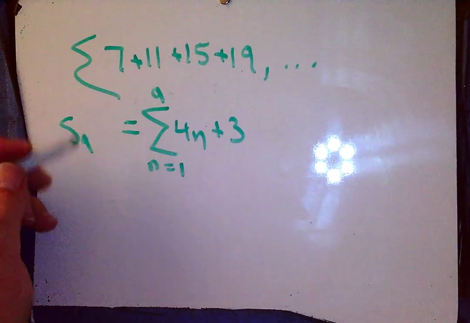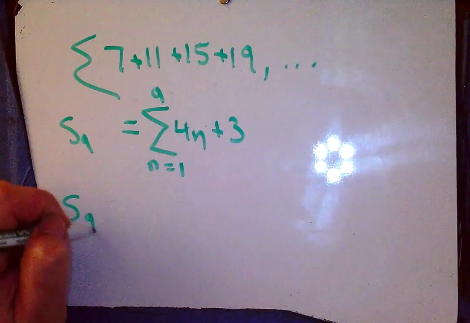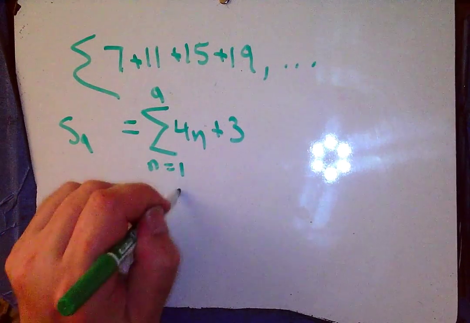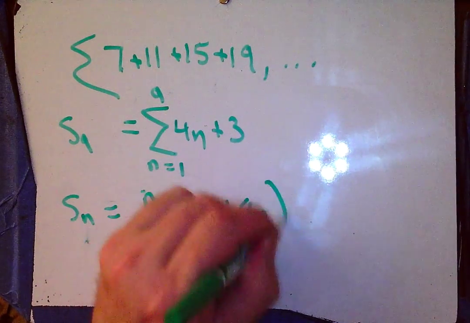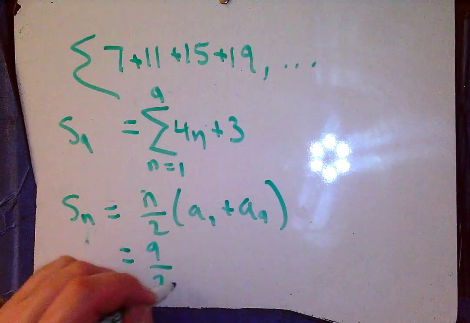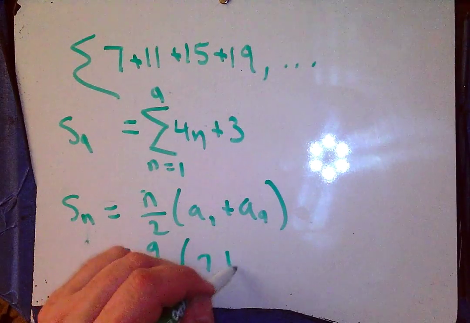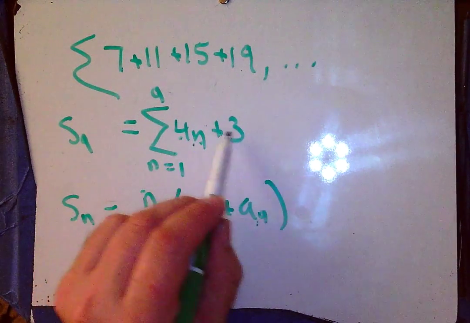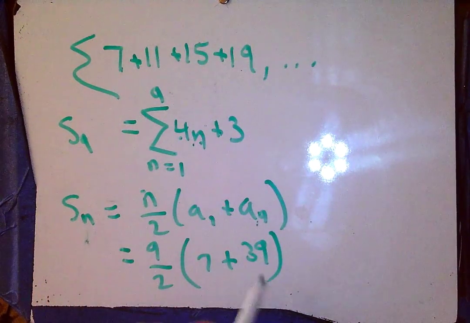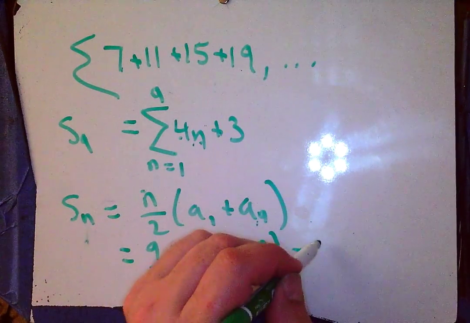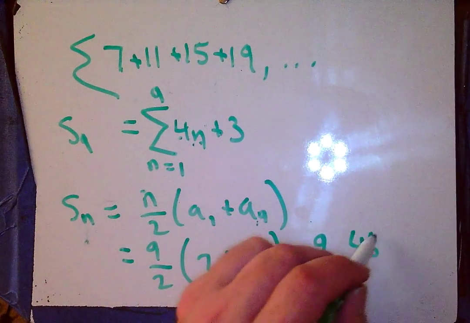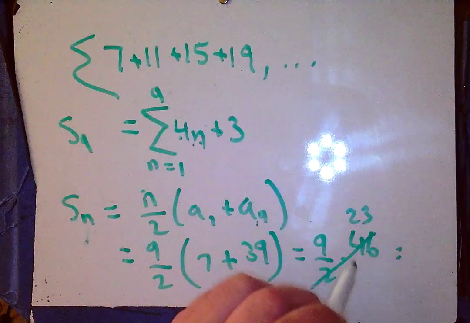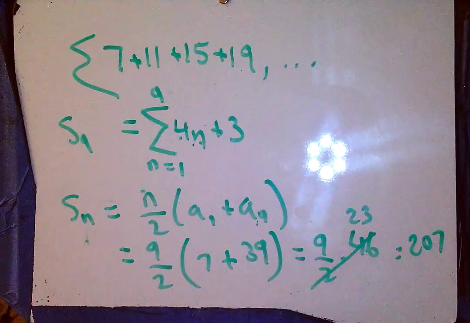Now we know that we can use our arithmetic sum formula, s sub n equals n over 2, a sub 1 plus a sub n. And so we would plug in 9 over 2, a sub 1 is 7. I need to find a sub 9. I need the rule to do that. 9 times 4 is 36, plus 3 is 39. And so I have 7 plus 39 is 46, 9 over 2 times 46, or 23 times 9. So 180 plus 27 is 207.